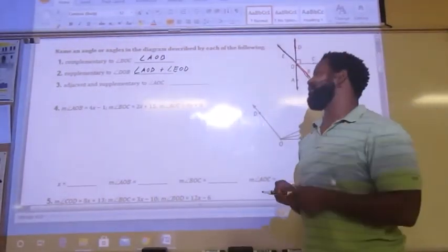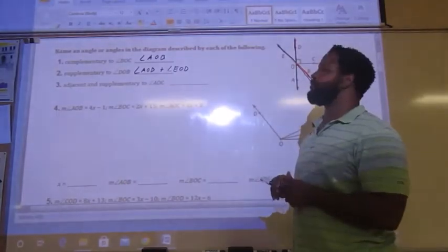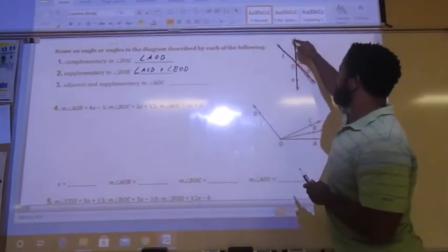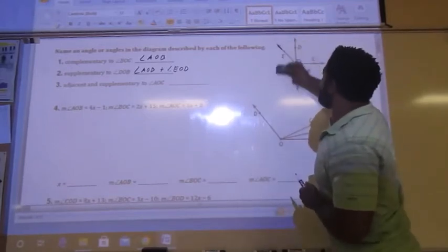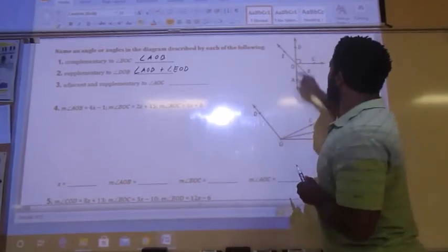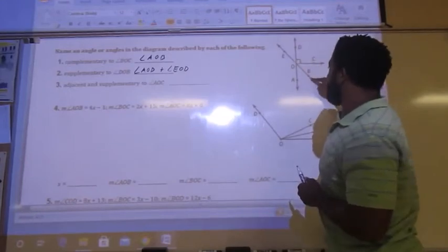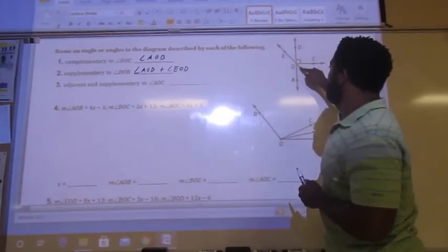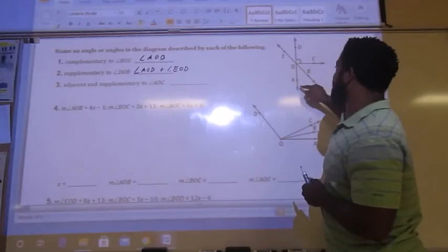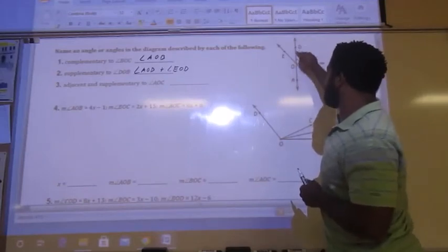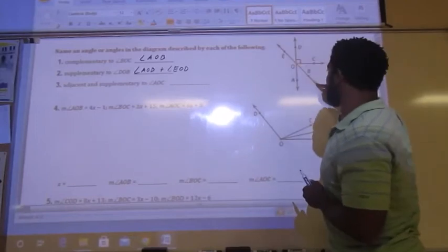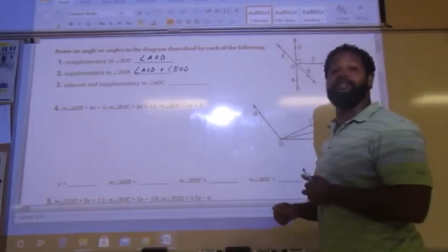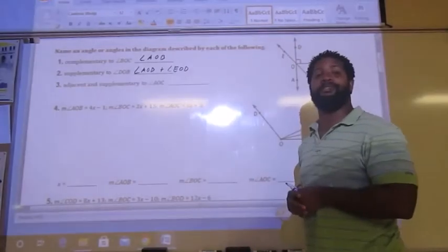Say it louder, Ms. Zakowski. Basically, supplementary is the one that makes the straight line. So which angles create the straight line? This DOB right here: you have AOB, which makes this a straight line, and you have EOD, which makes this a straight line. I know you see it, but this is also for the students online who didn't see it.